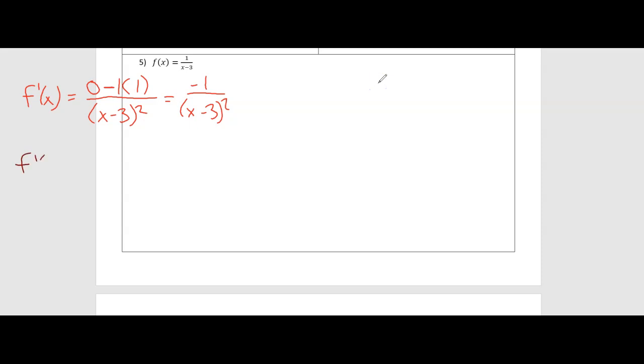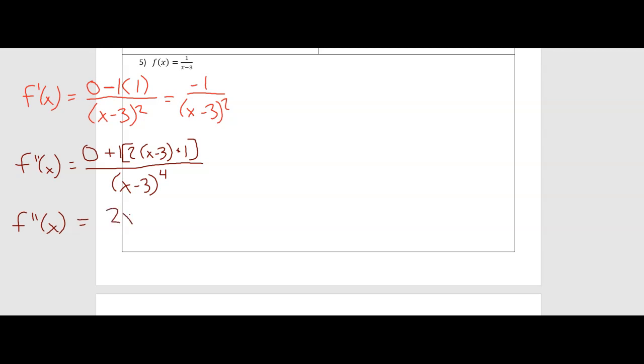Let's find my second derivative. Derivative of my numerator is still 0. Then I subtract my numerator, which is really like adding it, right? Because it's a negative 1, times the derivative of my denominator, which is going to be a chain rule. So let's actually put a bracket here. So I get 2 times the quantity x minus 3 to the first power times 1, because that's the derivative of the inside. It's a pretty straightforward chain rule. All over my denominator squared, so I get all that to the 4th. Which means if I simplify, I end up getting 2x minus 6 in my numerator all over the quantity x minus 3 to the 4th power.